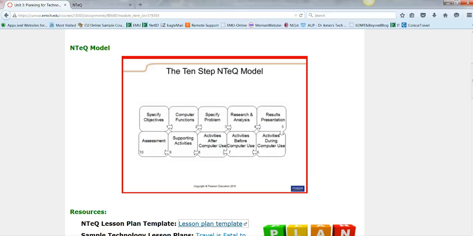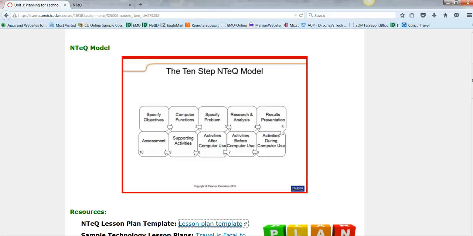Then you would do the research and analysis, which is a pretty big part because you've got to decide what information you want your students to be looking for, how you want them to analyze it, and then what you want them to do with it. The what they do with it part is the results presentation, and that would be whatever the outcome of the learning is expected to be.